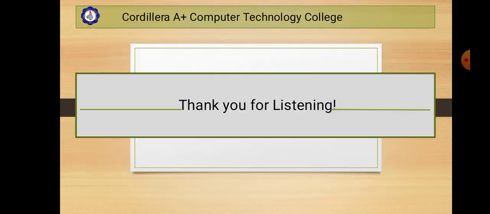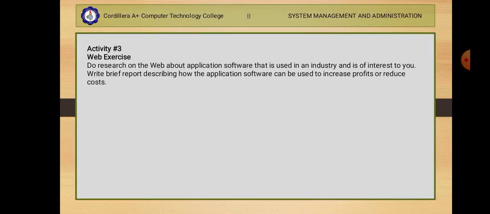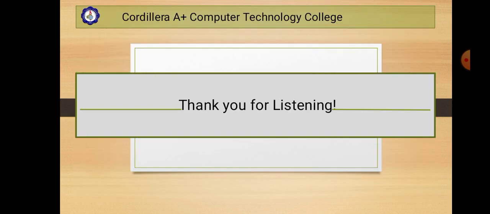And for number 3, additional activity lang ito. Pag sasagutan nyo, okay lang, pero pag hindi, okay lang din naman. So, web exercise ito. You are going to search the web for application software that is used in an industry and is of interest to you. Write a brief report describing how the application software can be used to increase profits or reduce cost. That is your last activity for this prelim.